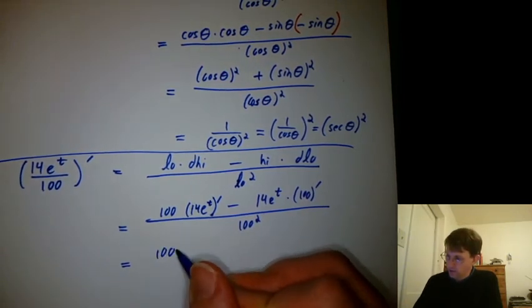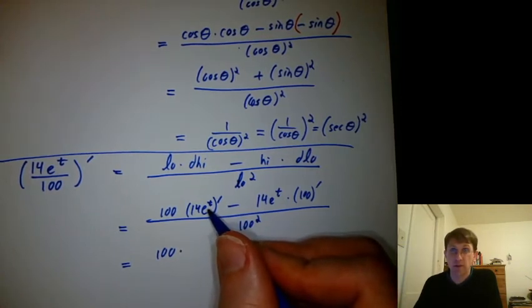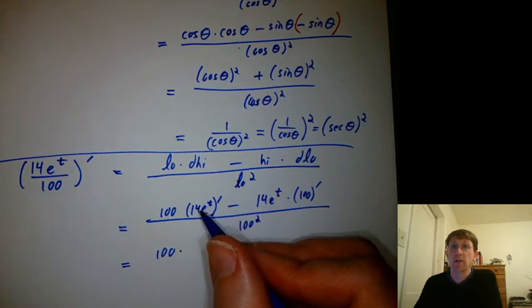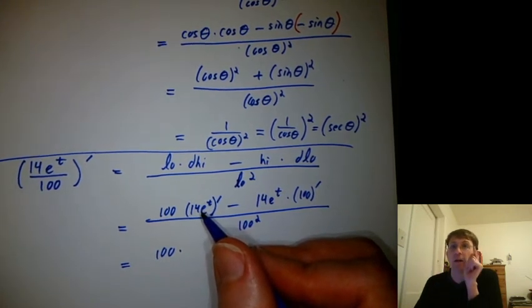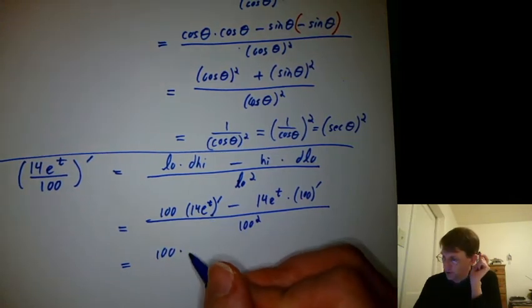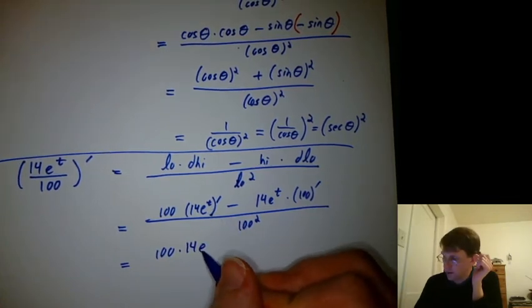Well, 100, what is 14 e to the t? Do I need the product rule there? That's a product of two terms. Oh, I hope I don't need the product rule. But it's a constant multiplier. The 14 is a constant vertical multiplier, so I don't need the product rule. I can just use the constant multiplier rule. So that'll just be the 14, derivative of e to the t is e to the t.